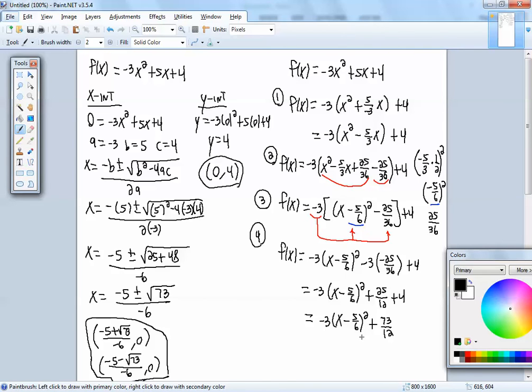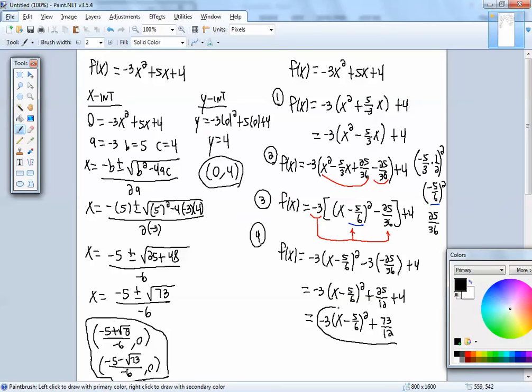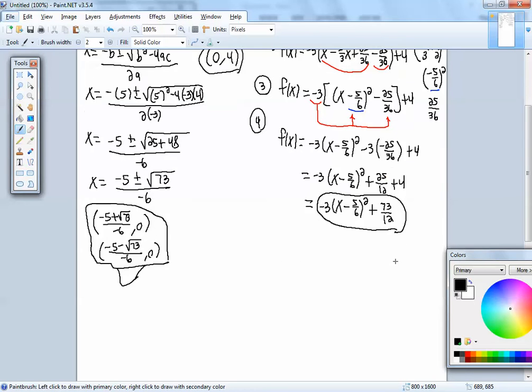Let me double check that. 25 divided by 12 plus 4, math, enter. 73 over 12. Okay, that's correct. And this is our standard form. Now the reason why we put it in standard form, more or less, is to help us identify some different items.